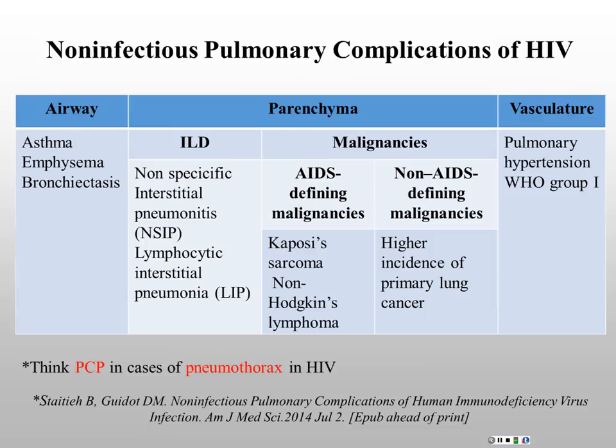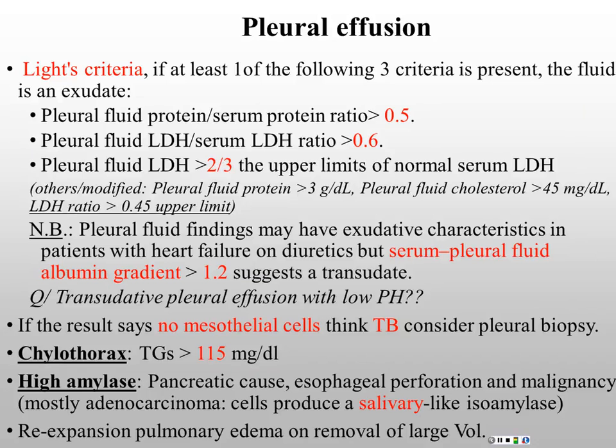Also, one of the points to be covered is non-infectious pulmonary complications in patients with HIV. This is a good reference. It's a nice article with the classification of the findings you can see in HIV patients. They have a high incidence of asthma, emphysema, bronchiectasis. You can classify the complications as those affecting the airway, parenchyma, vasculature. Interstitial lung disease, they can have some of that, malignancy as AIDS defining or non-AIDS defining. And vasculature, we know pulmonary hypertension group 1 falls in this category. Remember pneumothorax in HIV, suggestive of underlying PCP.